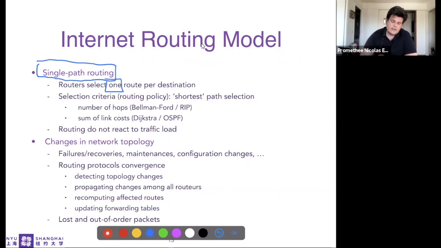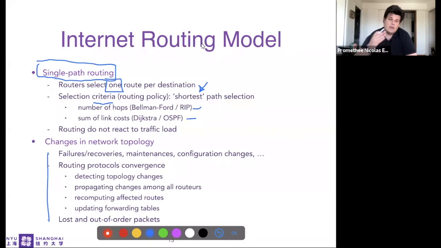And the selection criteria, what we also call the routing policy that we use, is based on a distance, and we want to take the shortest path given that distance. So when we talk about Bellman-Ford, which is implemented by the protocol that we call RIP, we count the number of hops. When we use Dijkstra, which is implemented by the OSPF protocol, we use a cost for each of the links. That's it. And obviously, we need to worry about whenever there's a change in the topology, what should we do?